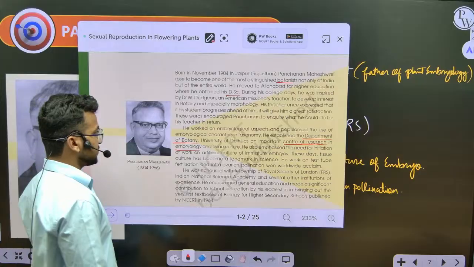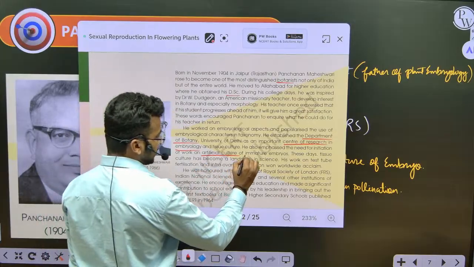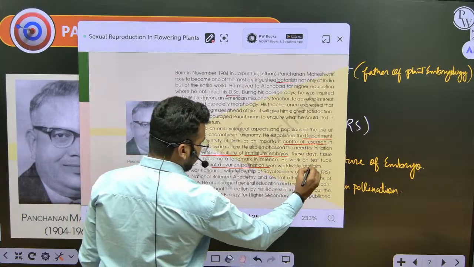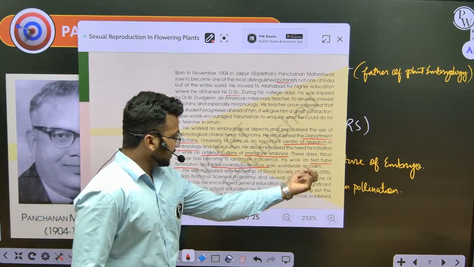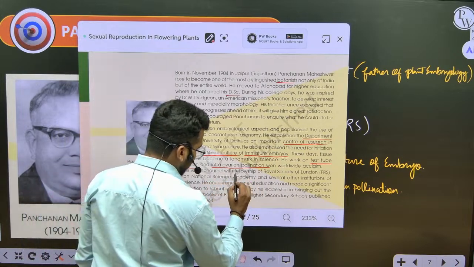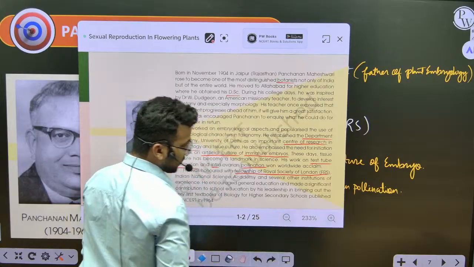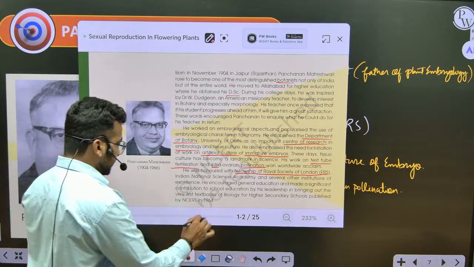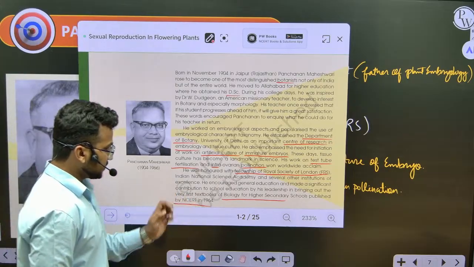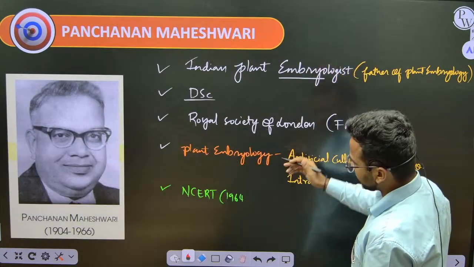That is in tissue culture. In the initial days he worked on artificial culture of immature embryos, and also on intra-ovarian pollination and test tube fertilization. His work on test tube fertilization and intra-ovarian pollination won worldwide acclaim. He was honored with the Fellowship of the Royal Society of London, here you can see FRS. He also gave the first NCERT book in 1964, published for higher secondary schools. So that was about his contribution.